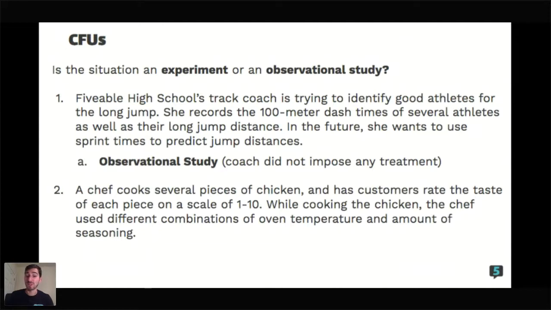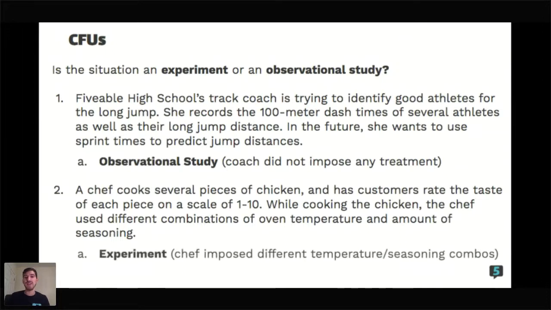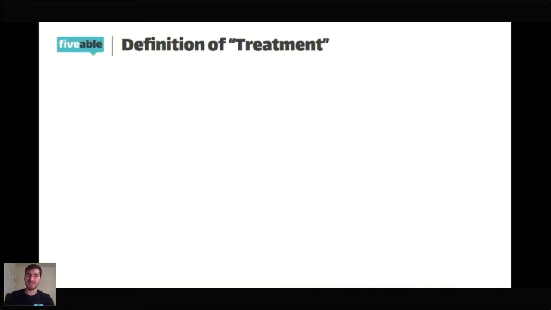And in this situation, the chef is controlling the different temperatures and amounts of seasoning, imposing those treatments on the pieces of chicken that are part of this experiment. So that is, in fact, an experiment. I think you've heard me say the word treatment a couple of times. Let's just take a second to define that.